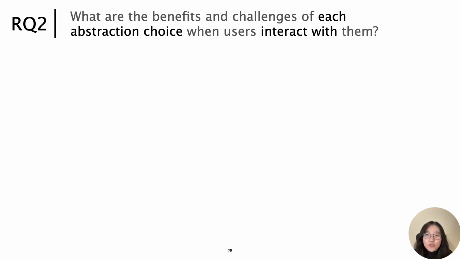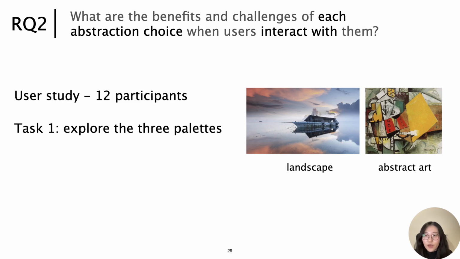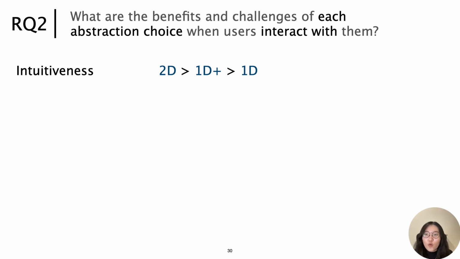Now, let's use Mondrian to further understand how users think about this interactive color palette idea. First, we ask what benefits and challenges each abstraction choice presents when users interact with them. In the first task of our user study, we asked users to try all 3 palette formats and freely do some exploration with the given images. We found that, in general, users thought the 2D palette was the most intuitive one.